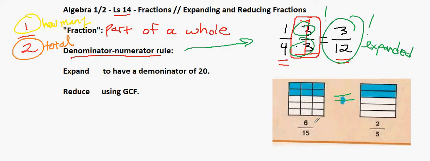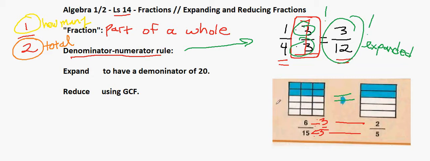How would I reduce down to get to 2/5? We need to be able to reduce. I can also divide top and bottom as long as what? As long as it's by the same number. Oh, so divide by 3, and we get 2/5. 6 divided by 3 is 2. 15 divided by 3 is 5. Denominator-numerator rule.